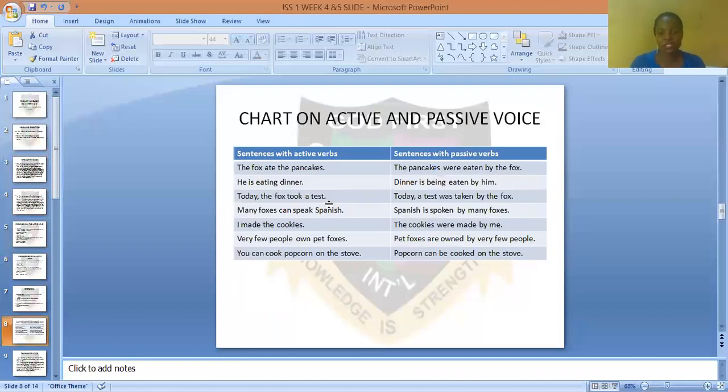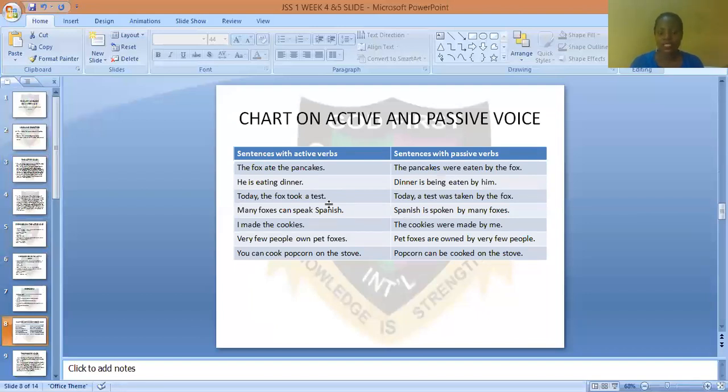So this is a brief chat on the active voice and the passive voice. Sentences with the active verbs and sentences with the passive verbs. The first example, the fox ate the pancakes. The pancakes were eaten by the fox. Now this sentence example is in the simple past tense. If you recall, I said the auxiliary verbs that form the simple past tense are is, was, and were. So here, the fox ate the pancakes. The pancakes were eaten by the fox.